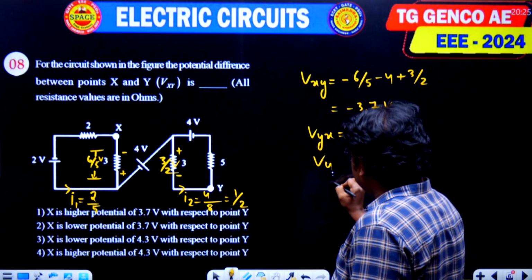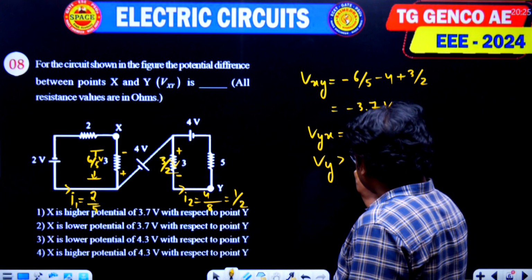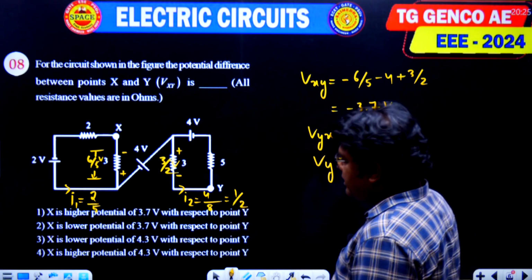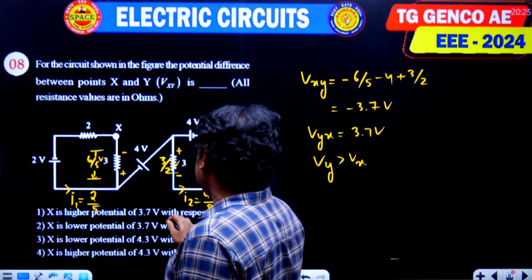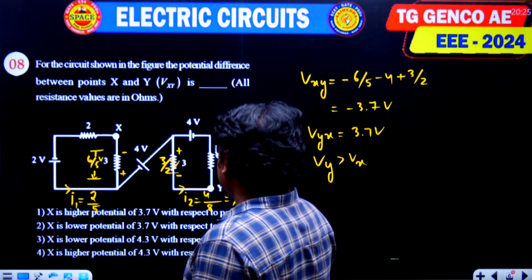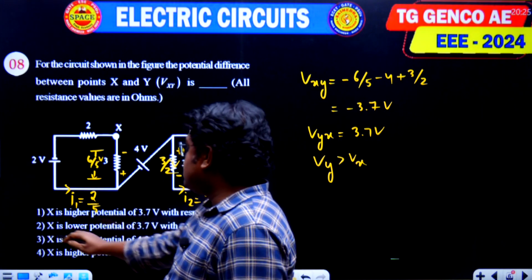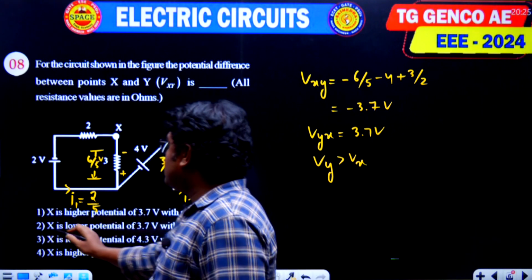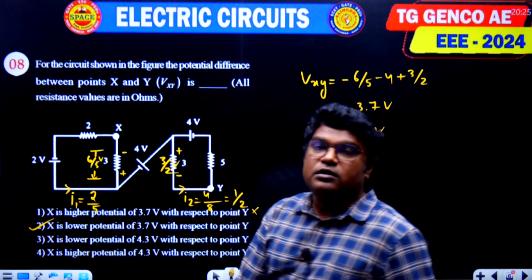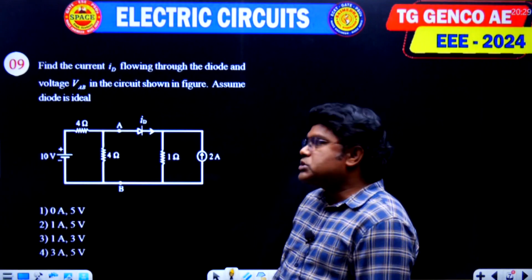Now Vy is greater than Vx, so that means x is at a lower potential. The first option says x is at a higher potential of 3.7 volts with respect to y, so this is wrong. The next one says x is at a lower potential of 3.7 volts with respect to y, so option 2 is correct for this question. Let us solve question number 9.